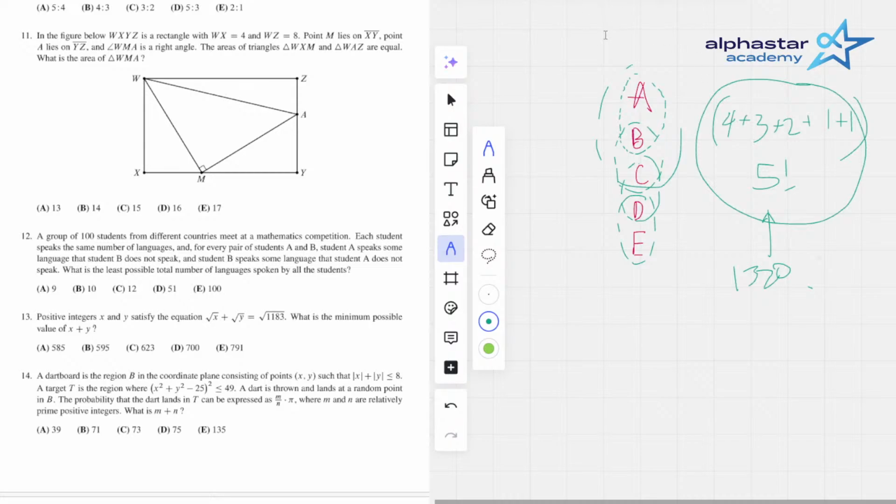I think if you just search up 2024 AMC 10B answer key, you should just get the answer. I think it's the second link.